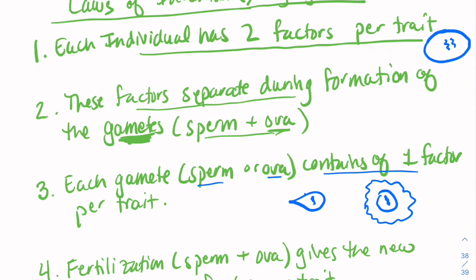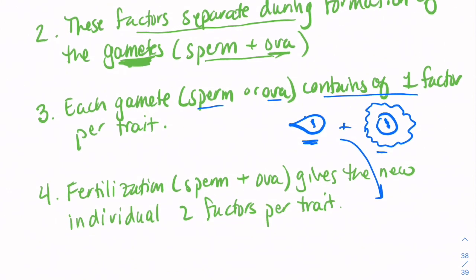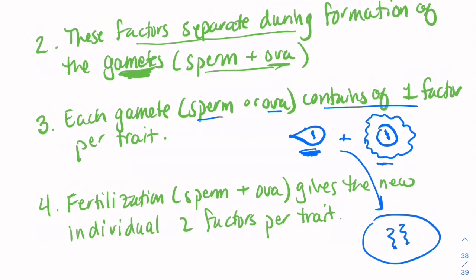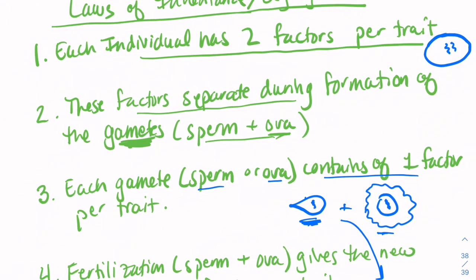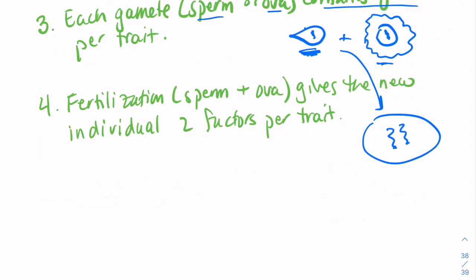And that fertilization, the sperm getting together with the ova, if we put these 2 together, gives the new individual, oh my gosh, these look like eyeballs and this looks like a nose. See, you get to make all kinds of fun of my artwork. The sperm here getting together with the ova gives the new individual 2 factors per trait, 1, 2, like that. We're going to come back and talk about this a little bit more. So make sure you can find this in your notes.